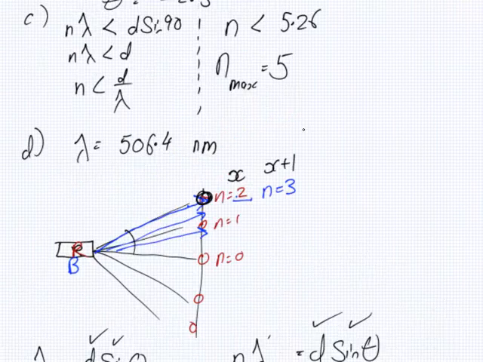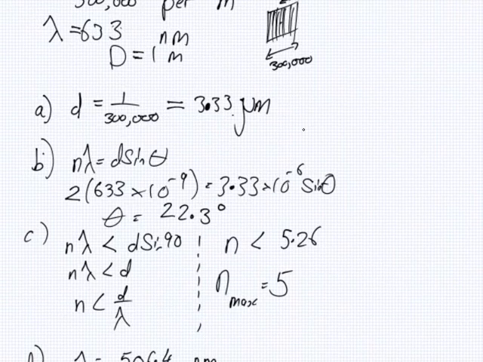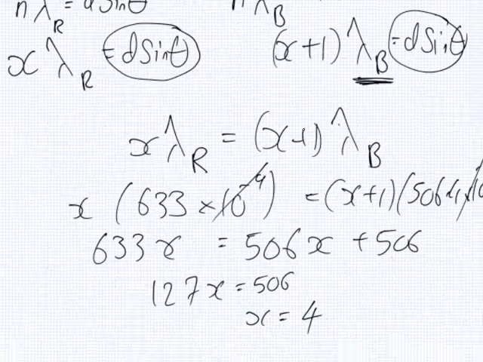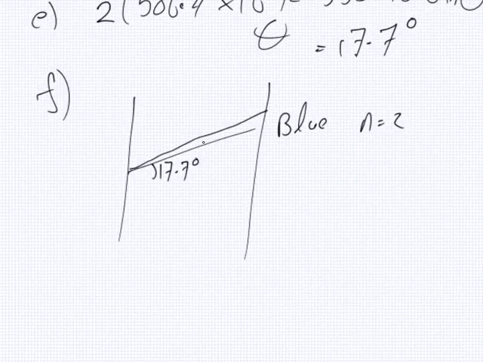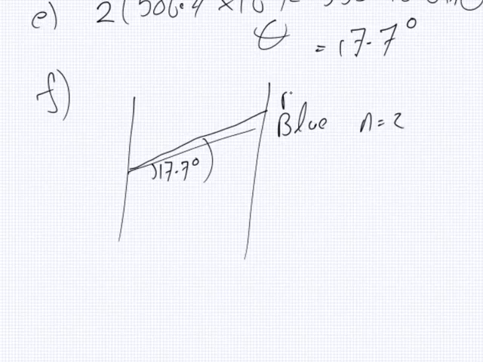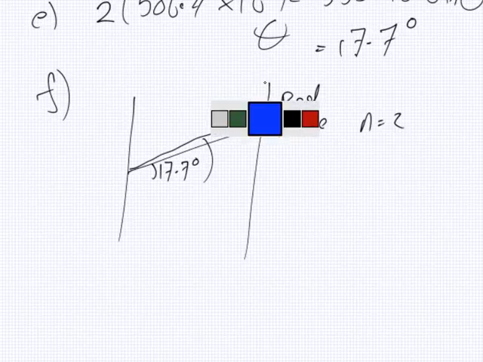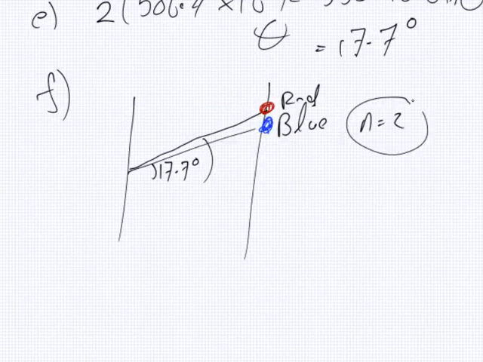22.3, yeah, I wrote it down, but where did I write it down? 22.3, yeah. So for the red light, the second order will be a little bit higher at 22. The red light will be here. So if you were looking, the colour here will be red, and then underneath it would be blue, and this is at the second order.